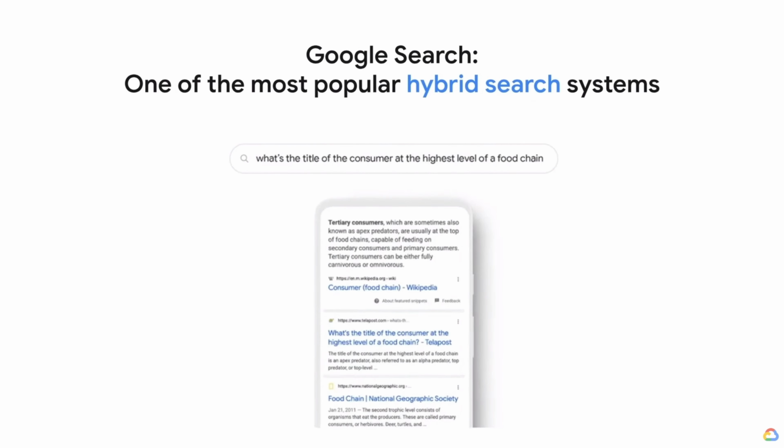Google Search is one of the most popular hybrid search systems. In 2015, it incorporated semantic search with the RankBrain model, enhancing its existing keyword search algorithm. This hybrid approach significantly improves search quality by effectively addressing two key requirements, searching by meaning and searching by keyword.